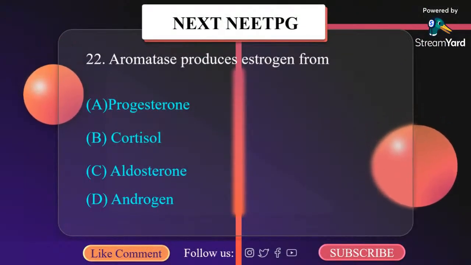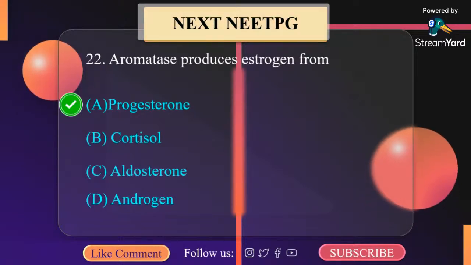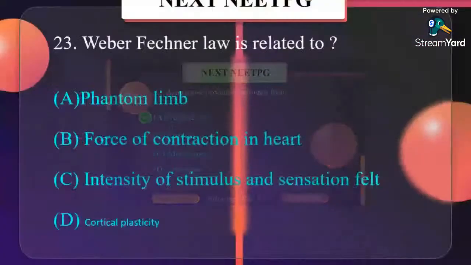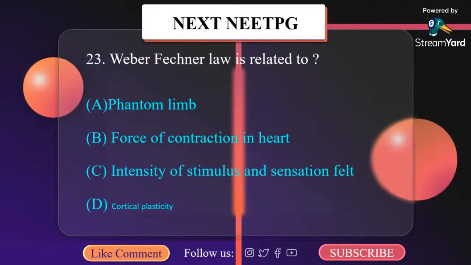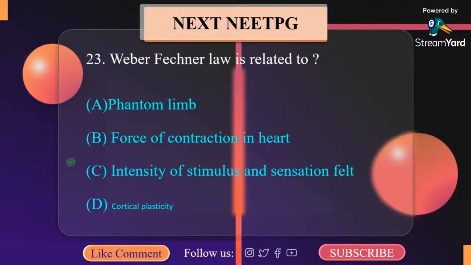Aromatase produces estrogen from A. Progesterone, B. Cortisol, C. Aldosterone, D. Androgen. It is androgen. Weber-Fechner law is related to A. Phantom limb, B. Force of contraction in heart, C. Intensity of stimulus and sensation felt, D. Cortical velocity.